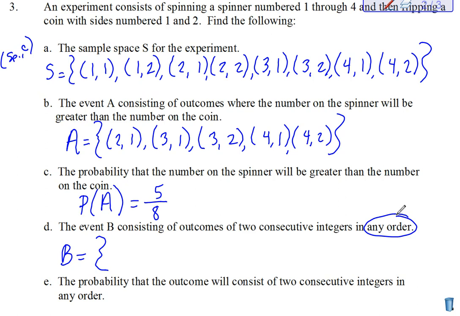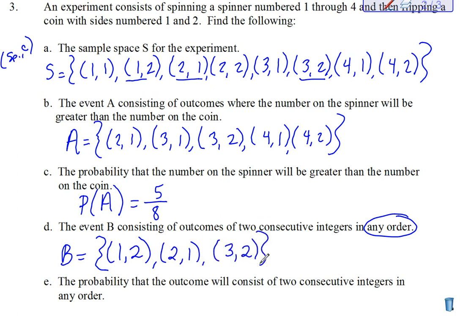So when I look up here, consecutive outcomes, this would be consecutive, this would be consecutive, this would be consecutive. So there's actually 3 of those that meet this criteria. 1, 2 is consecutive, 2, 1 is consecutive, 3, 2 is consecutive. If I want to know the probability of that event happening, probability of B, well, 3 outcomes met that, so the probability of event B happening is 3 out of 8. 3 outcomes out of 8 total outcomes.